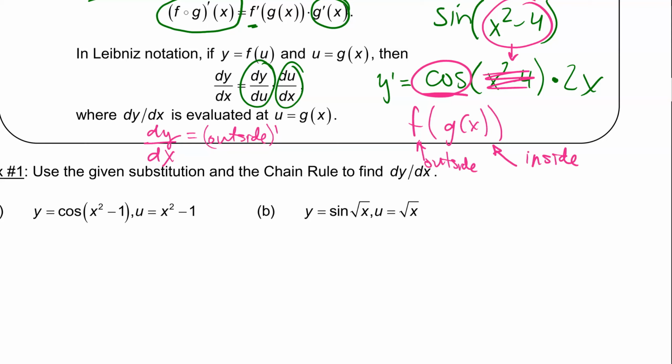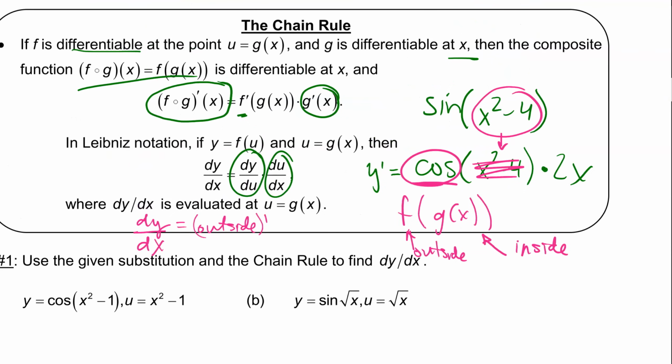Why, if you already took out the 2x, do you still have the x squared minus 4? Well, what is the derivative of sine of u? Cosine of u, right? I'm not changing the angle. What I'm changing is the trig function, because that's the derivative. Since my angle here was x squared minus 4, the derivative would be cosine of x squared minus 4.